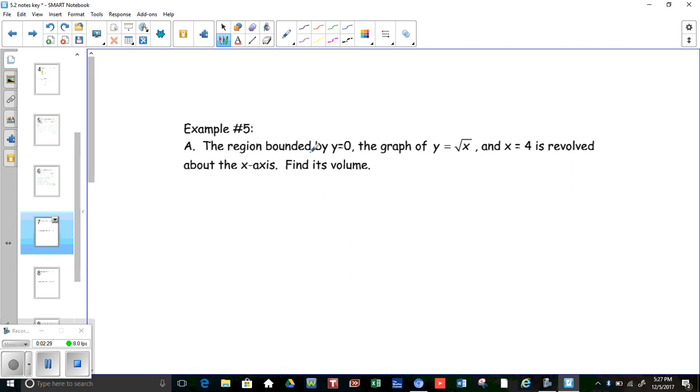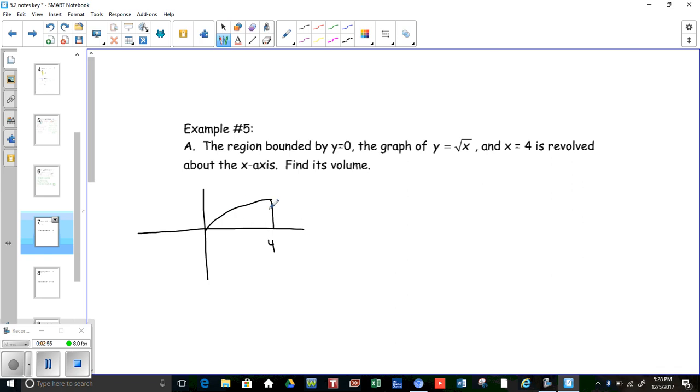So it says the region bounded by y equals 0, that's the x-axis, the graph of y equals square root of x, and x equals 4. So it's got to be bounded by all those things. It's going to be revolved around the x-axis, find the volume. So again, we'll just do a quick sketch. Okay, y equals the square root of x from here out to here. We'll call that 4.